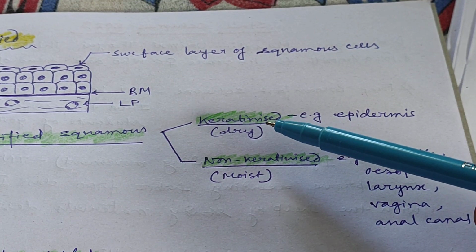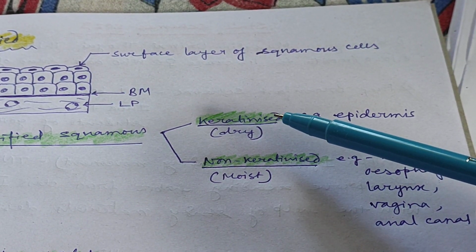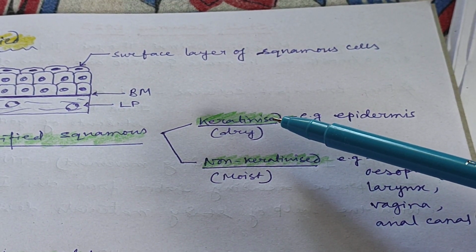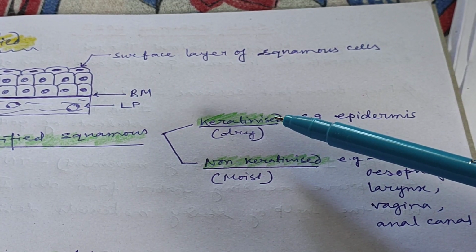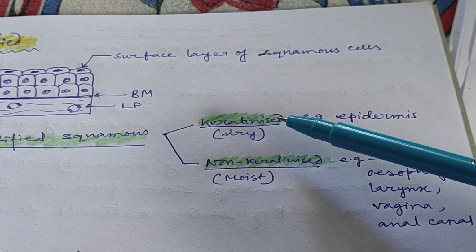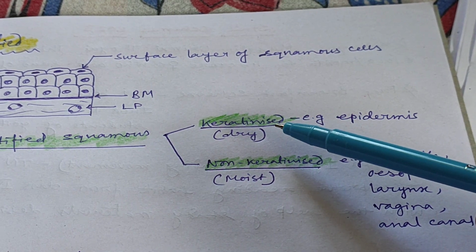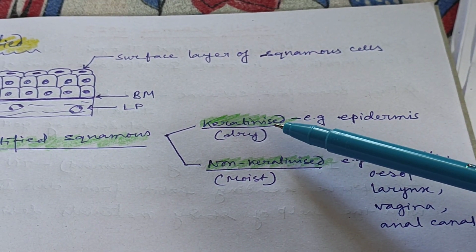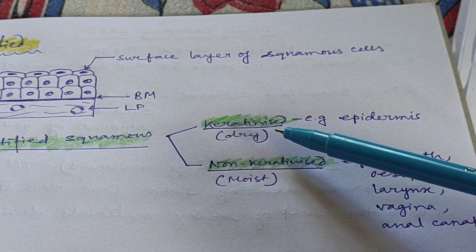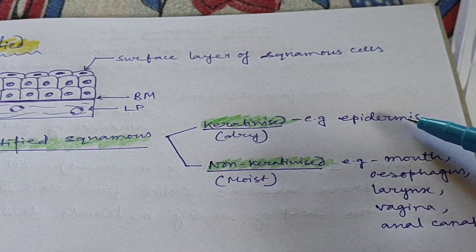In case of keratinized stratified squamous tissue, the upper layer of cells, that means the squamous cells, are filled with keratin and they lost their nuclei. Okay, that is why they are metabolically inactive and they mainly give protection against water loss. So these are present in our skin, the epidermis.